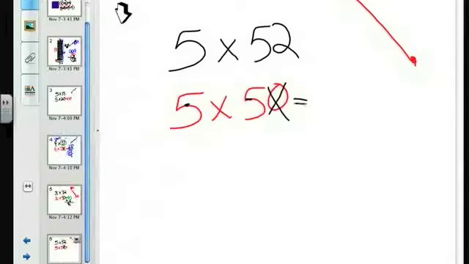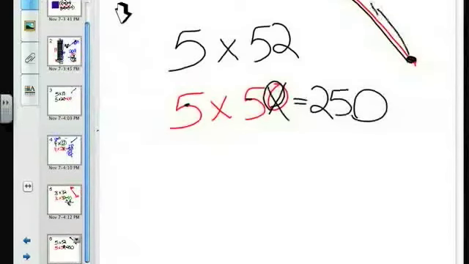5 times 5 is 25. And then we crossed out this 0, so we're going to add it back on there. So we get 250 for an answer. Now remember, we started up here, and we went down to here. We went down. So now we need to go back up there.